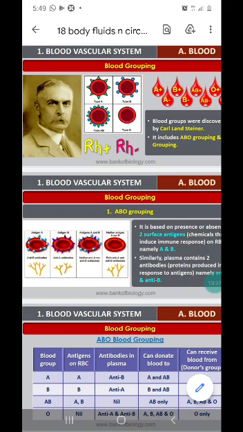And what about this last group, O group? O group has no antigens on its surface. So they have both anti-A and anti-B in their plasma. Is it clear, children? Blood grouping.